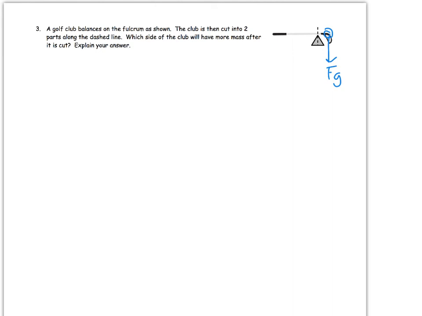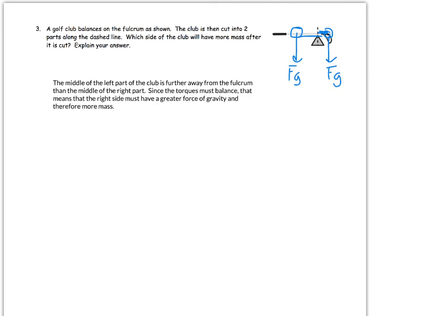So we have a force of gravity acting on the one side and a force of gravity acting on the other side somewhere around in here. Now we don't know it's necessarily in the middle of those sides, but it's probably middle-ish between the two. And so what we see is that the one force of gravity acts much closer than the other force of gravity. And so in order for those two torques to balance, we must have a greater force here than we do here. And therefore this side, the side with the head on the right, will have a much greater mass.